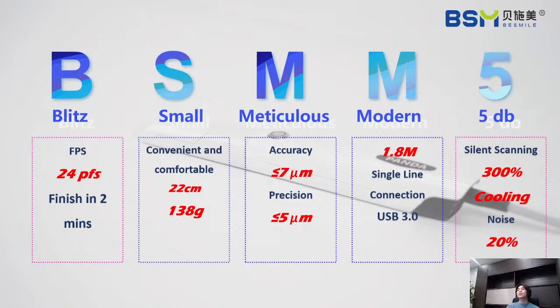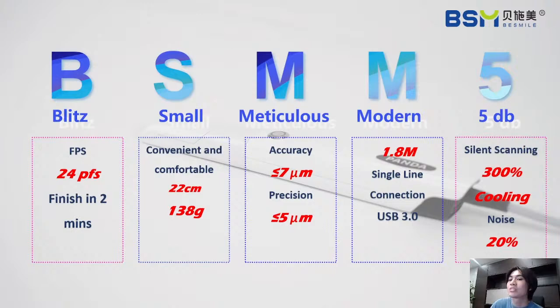Based on our product name, I have assigned a manifold attribute to each letter to aptly describe the features of our products. So first, B means Blitz, which is German, represents the flash. That means our product can finish scanning very fast because the scanning speed would be 24 frames per second, and you can finish it in 2 minutes.